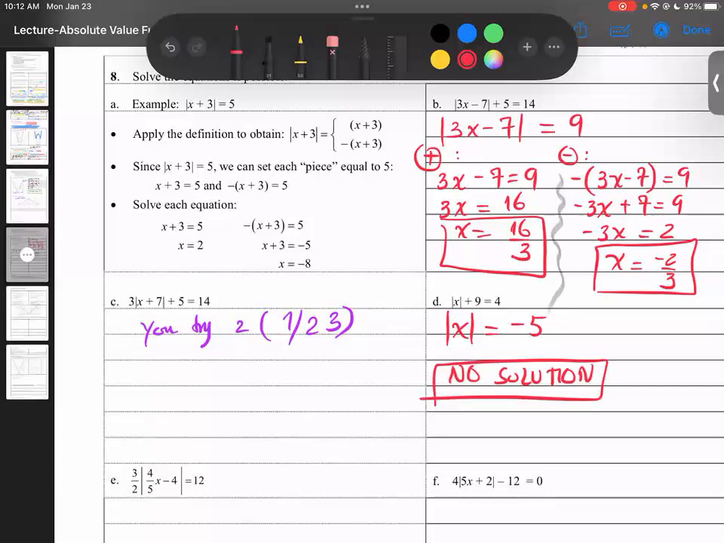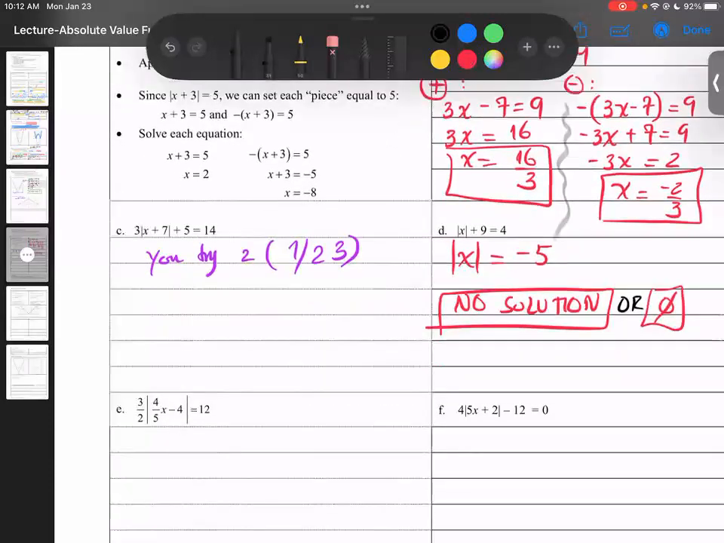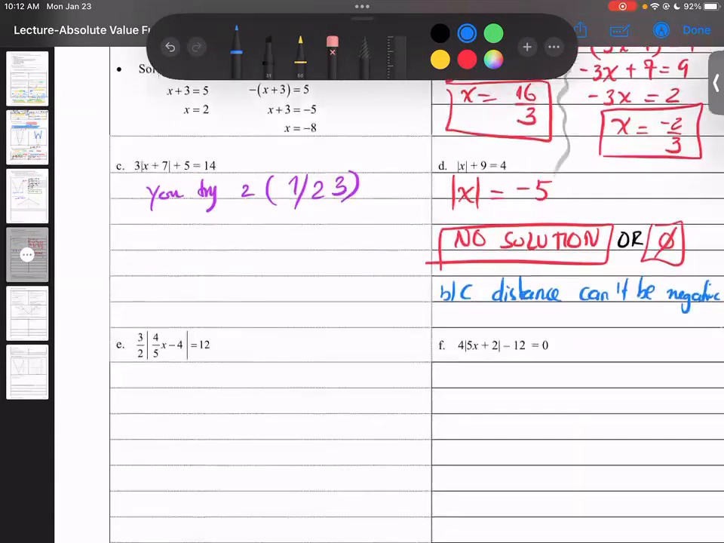If you want to be fancy, you can use that notation, I mean the empty set. And then your explanation will be because this can't be negative. You don't have to, but let's do E. Let's do E.